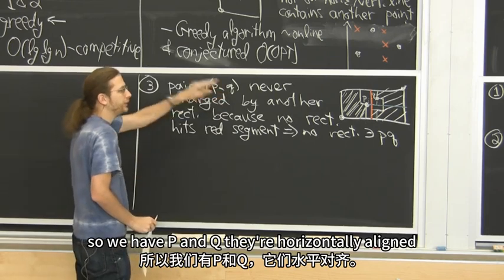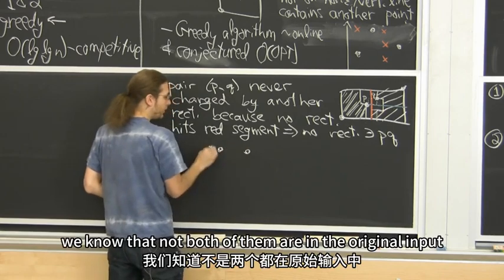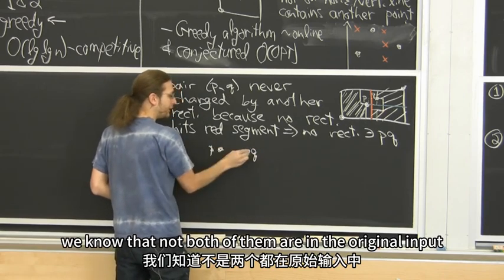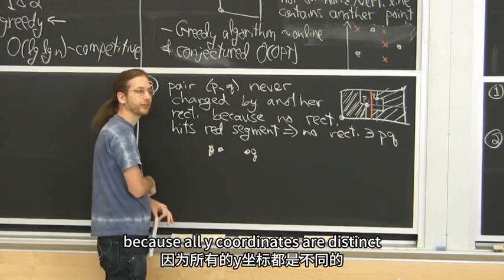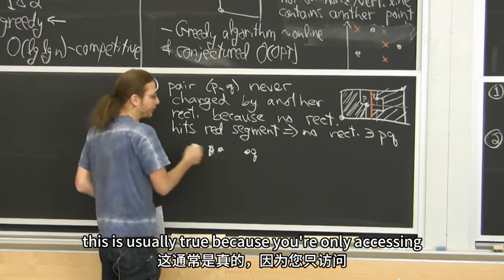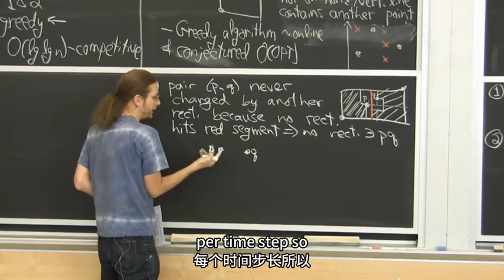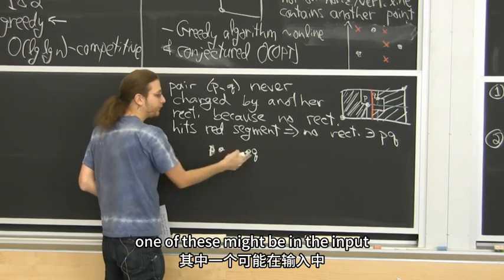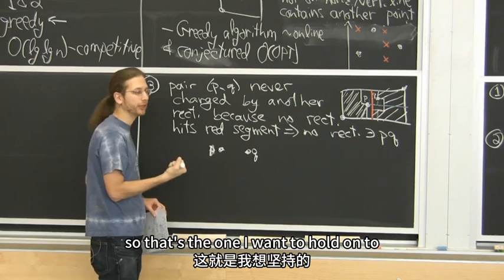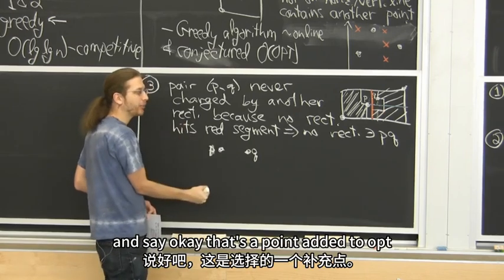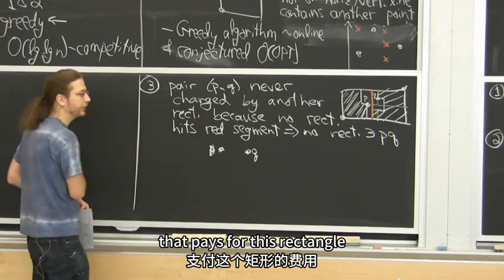So we have P and Q. They're horizontally aligned. Now, if they're horizontally aligned, we know that not both of them are in the original input because all y coordinates are distinct. This is usually true because you're only accessing one point per row, per time step. So one of these might be in the input, but the other one is not. So that's the one I want to hold on to and say, okay, that's a point added to opt plus that pays for this rectangle.